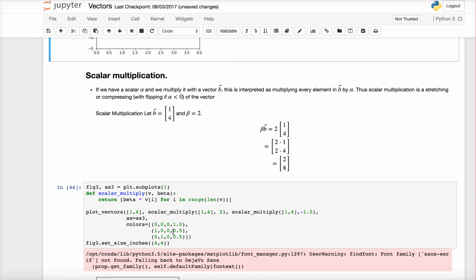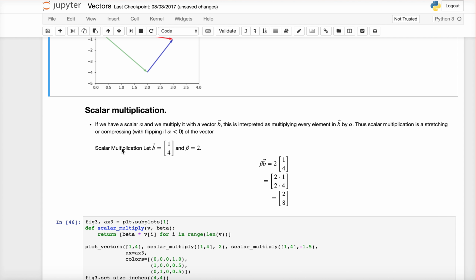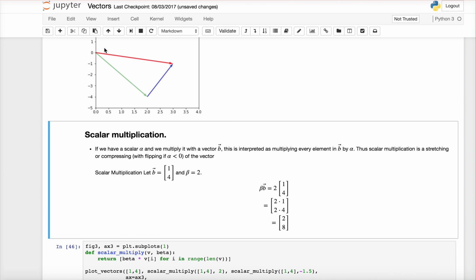I can also do scalar multiplication. In scalar multiplication, I take some scalar value alpha and multiply it with a vector. This is interpreted as multiplying every element in B by that value alpha. And so we're not changing the direction of the vector. Well, we can flip it if alpha is less than 0, but we're stretching or compressing it. So a vector defined along a line, if I take this red vector and multiply it by some alpha, the new vector is going to lie along that line. It may go in the opposite direction, but it stays in that line.